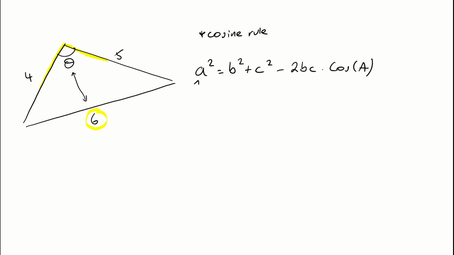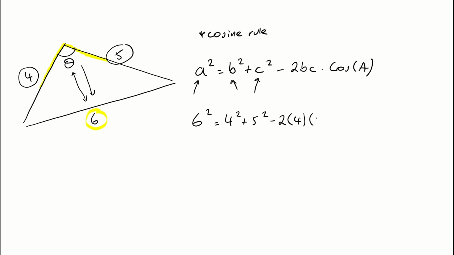Now, this a squared, remember this b and this c are referring to these two sides which are enclosing my angle. So my a is going to be the one opposite my angle, so that's going to be my 6. So that's my 6 squared. My b and my c are those sides enclosing my angle, so that's my 4 and my 5. Again, I see them popping up in the formula here. And the cosine of capital A, well, that is my theta. That capital A, that's the angle which sits opposite my side lowercase a, that side which sits on its own, away from the two which are enclosing that angle.